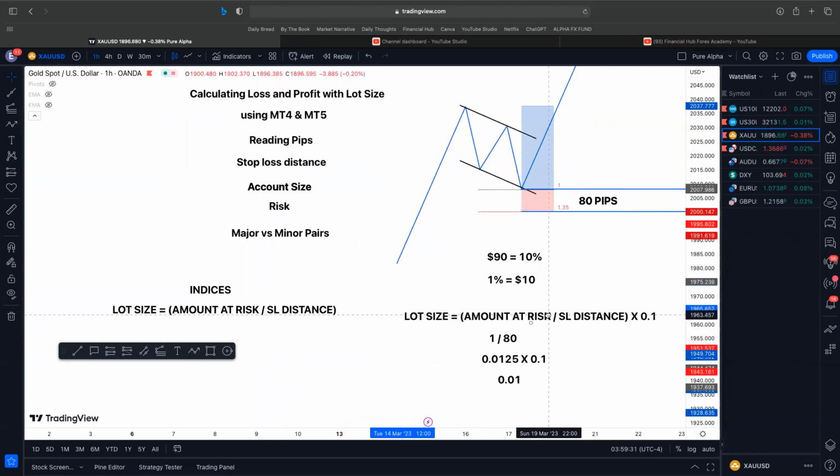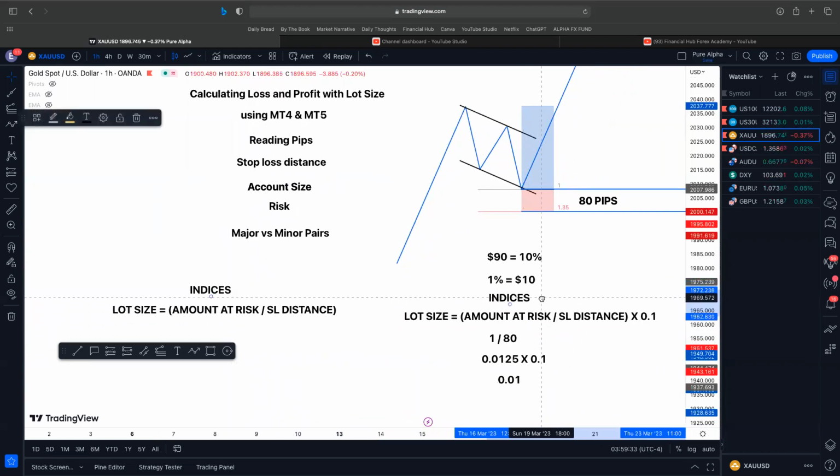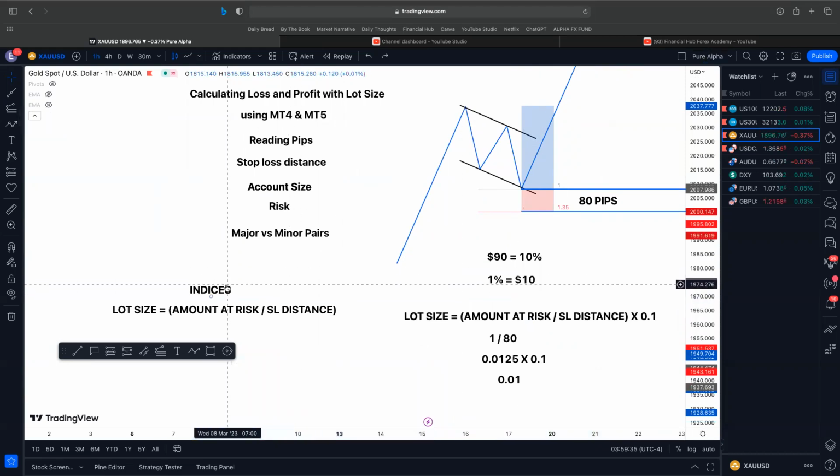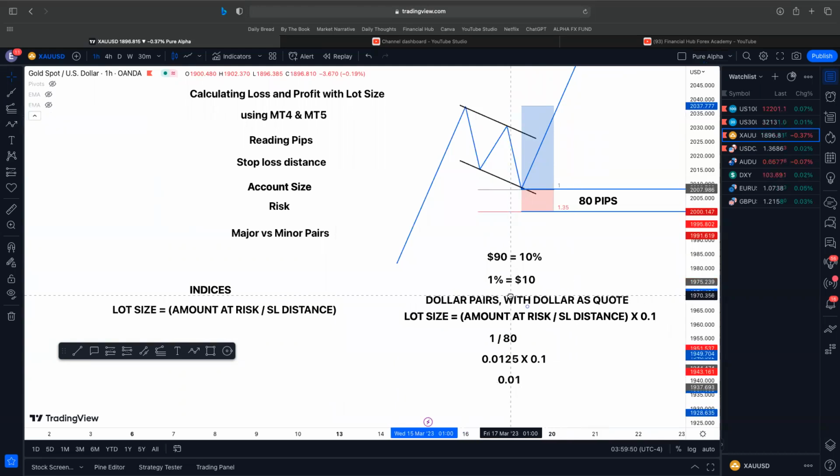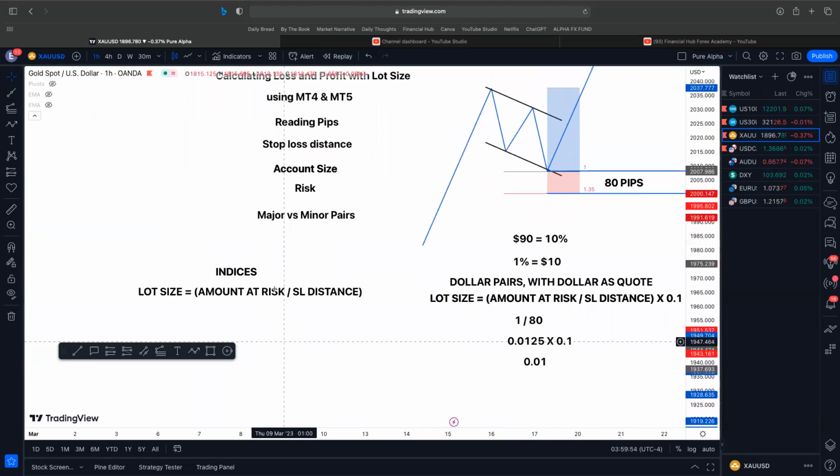This one is basically when you're doing dollar pairs with dollar as quote currency. Okay, with dollar as quote. So on this one, when you're calculating indices, you're going to use it like this: amount at risk, stop.